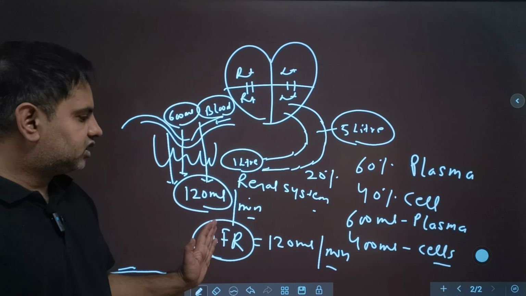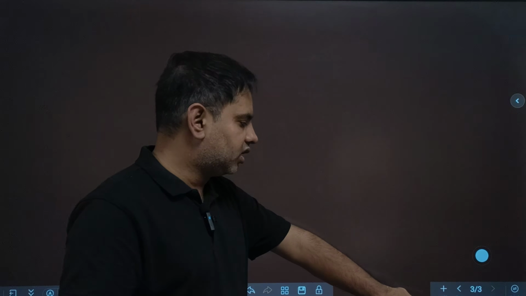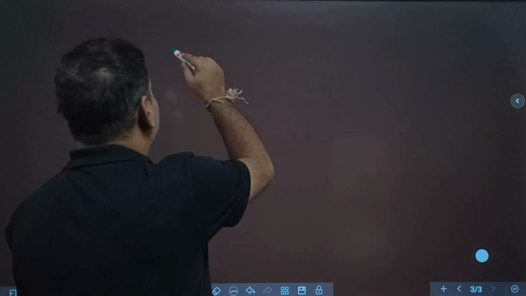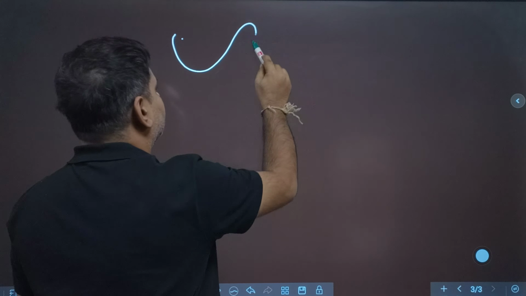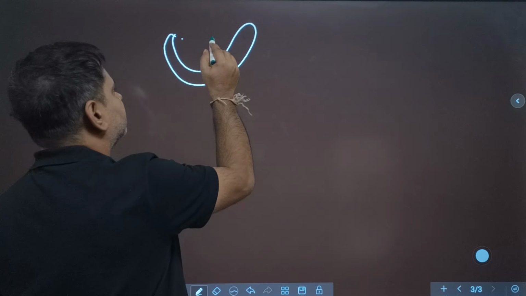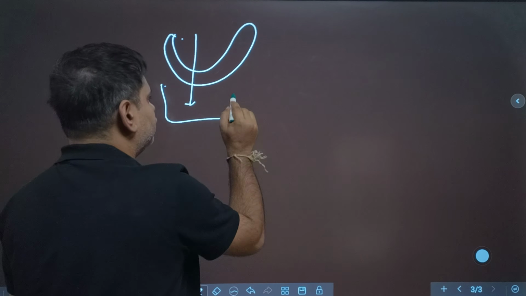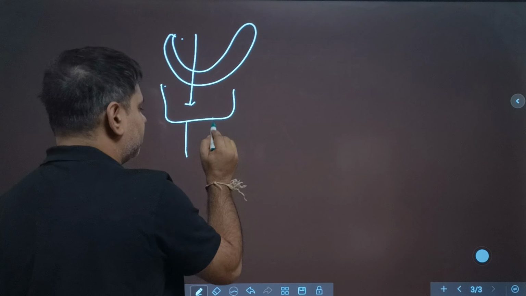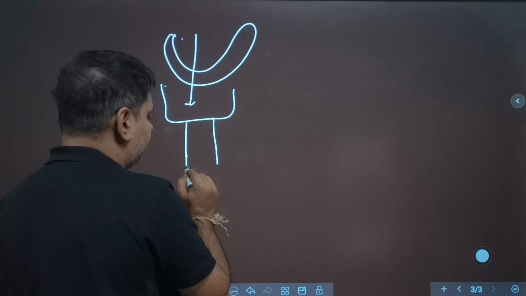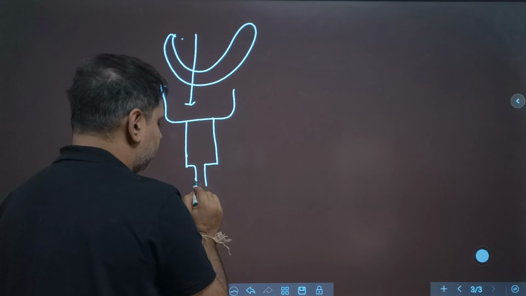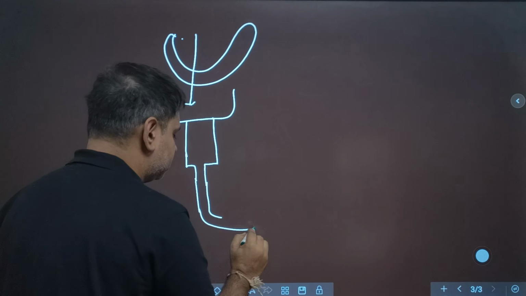Once this filtration happens in the Bowman capsule, for example, this is your Bowman capsule. Here filtration is happening. So there is your nephron. The nephron has different parts.